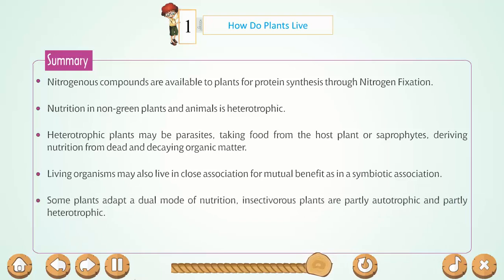Some plants adopt a dual mode of nutrition. Insectivorous plants are partly autotrophic and partly heterotrophic. Plants fulfill their mineral requirements from soil, water and air.